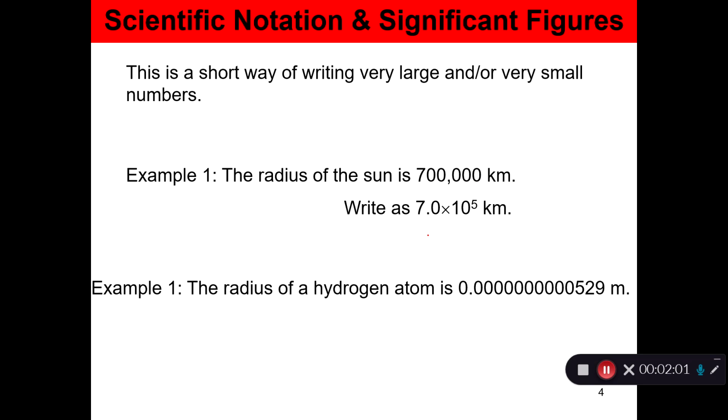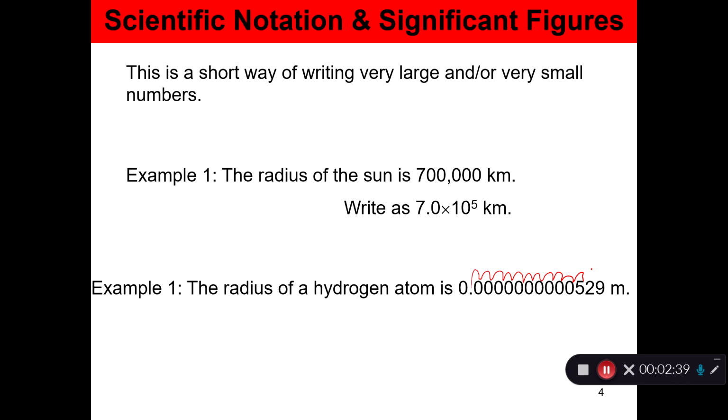Now the second one, let's consider the radius of the hydrogen atom, which is 0.0000000000529 meters. It's a very small number. So we move this decimal in such a way that we get one non-zero digit in front of the decimal. You can move this decimal 1 time, 2, 3, 4, 5, 6, 7, 8, 9, 10, and 11 times. So 11.